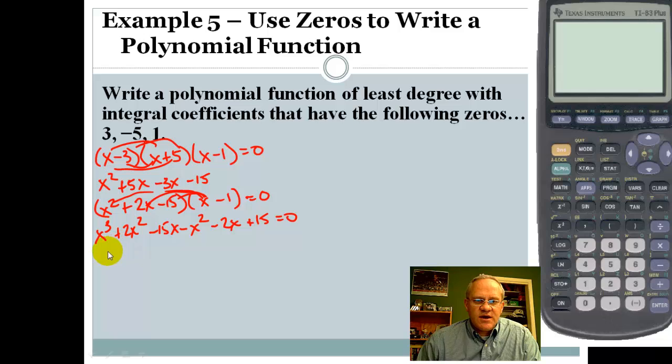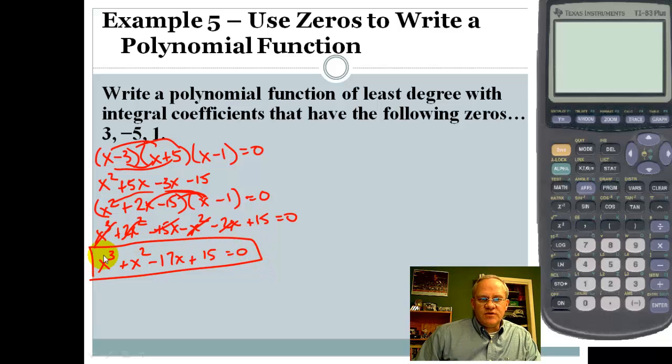And so then we just combine our like terms. I've got x to the third. Here's my 2x squared minus x squared is 1x squared, so plus x squared. And then I've got negative 15x and a negative 2x, so that's a negative 17x. And then lastly 15, so plus 15 equals 0.